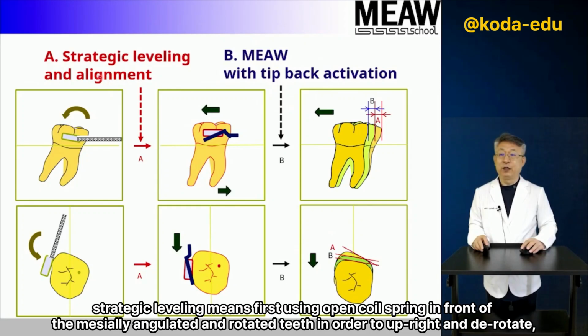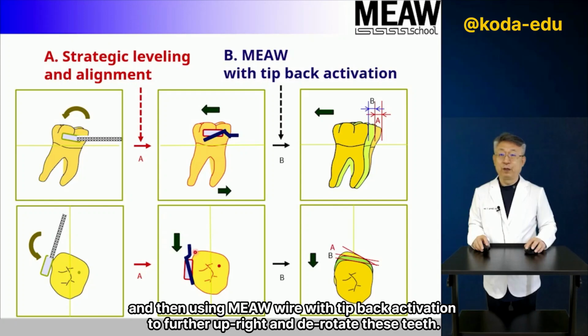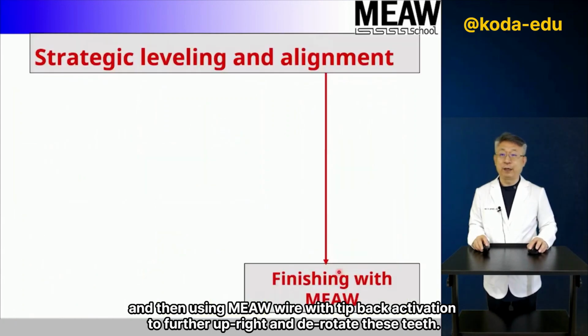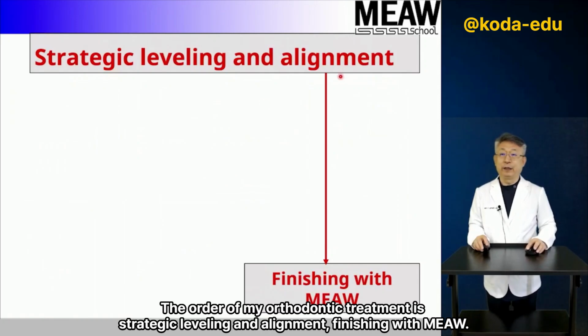Strategic leveling means first using open coil spring in front of the mesially angulated and rotated teeth in order to upright and derotate, and then using MEIWY with tip back activation to further upright and derotate these teeth. The order of my orthodontic treatment is strategic leveling and alignment, finishing with MEIW.